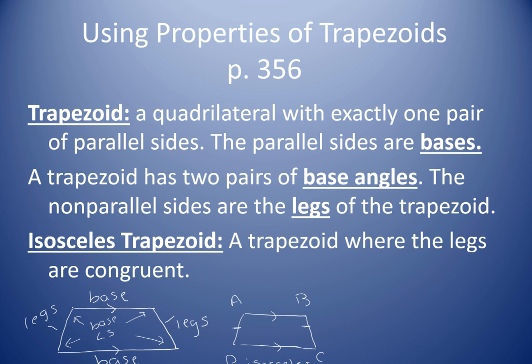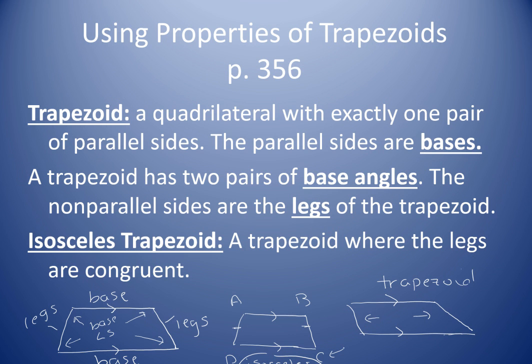Sometimes you will hear me call it an I-trap. Again, this is an isosceles trapezoid. Trapezoids don't always have to be isosceles. Something like this, it's by definition a trapezoid, but we definitely know that these two legs are not congruent. So this is an isosceles, and this is just a regular one, we just refer to it as a trapezoid.